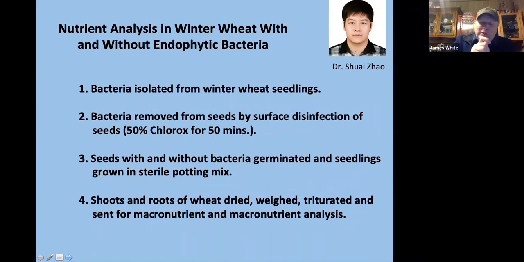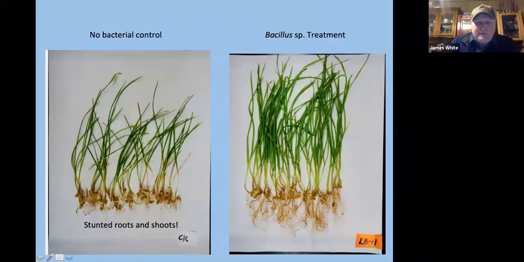Then he put some with no microbes, and some with the various microbes that he pulled off of the wheat, the endophytic microbes. And what you see here are the wheat seedlings. This is with no bacteria on it, the no bacterial control. You can see these have little tiny roots, and the shoots are also small, stunted essentially.